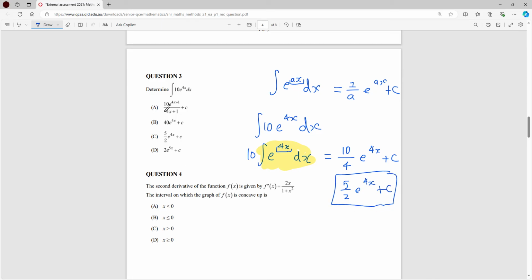Now you can clearly see what they've done here. They've tried to do a power rule here, but that's incorrect. That is also incorrect, they've multiplied it instead. They've differentiated it, and that one's not it, and that's our correct answer there. So the correct answer is C.